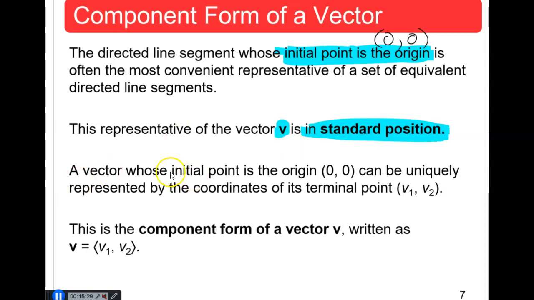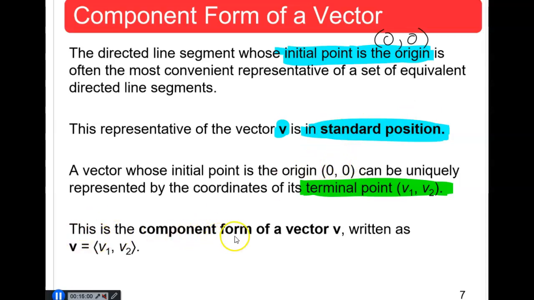A vector whose initial point is the origin, 0, 0, can be uniquely represented by the coordinates of the terminal point. So if we say the vector is in standard position, we already assume right away the initial point is at 0, 0, and so we just need to know the terminal point so that we could represent the vector and know exactly where it is located with respect to the origin.